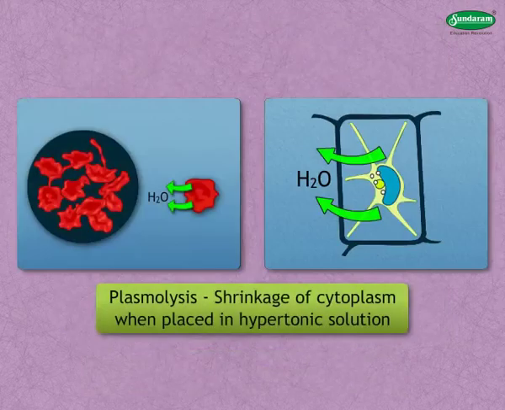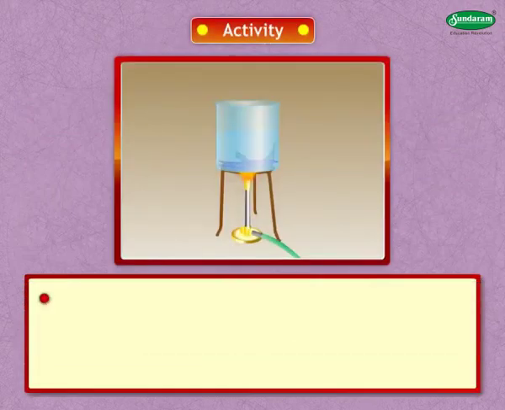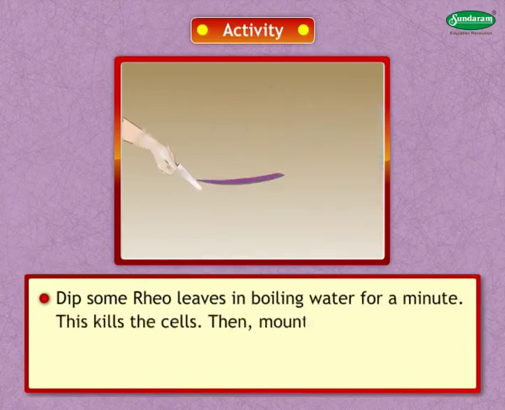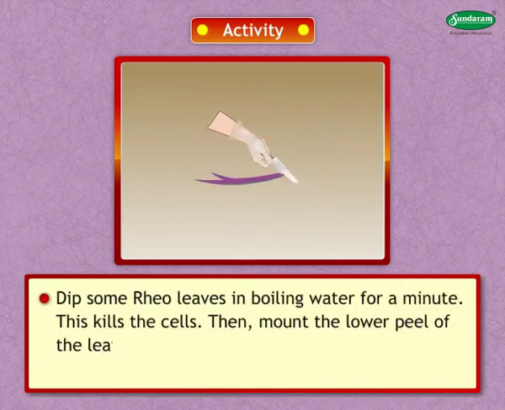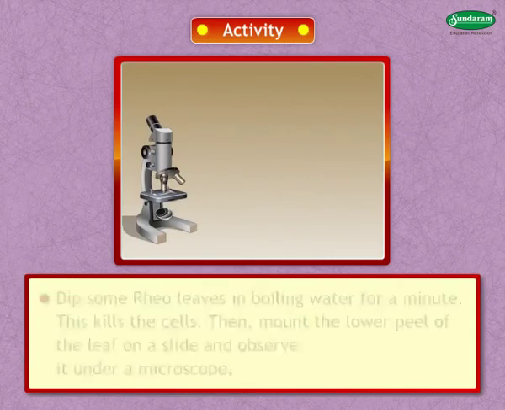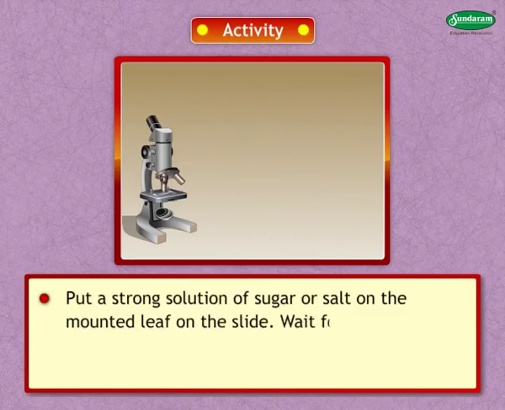The shrinkage of cytoplasm in animal or plant cell when placed in hypertonic solution is called plasmolysis. Activity: dip some Rhoeo leaves in boiling water for a minute. This kills the cells. Then mount the lower peel of the leaf on a slide and observe it under a microscope. Then put a strong solution of sugar or salt on the mounted leaf on the slide. Wait for a minute and observe it again.